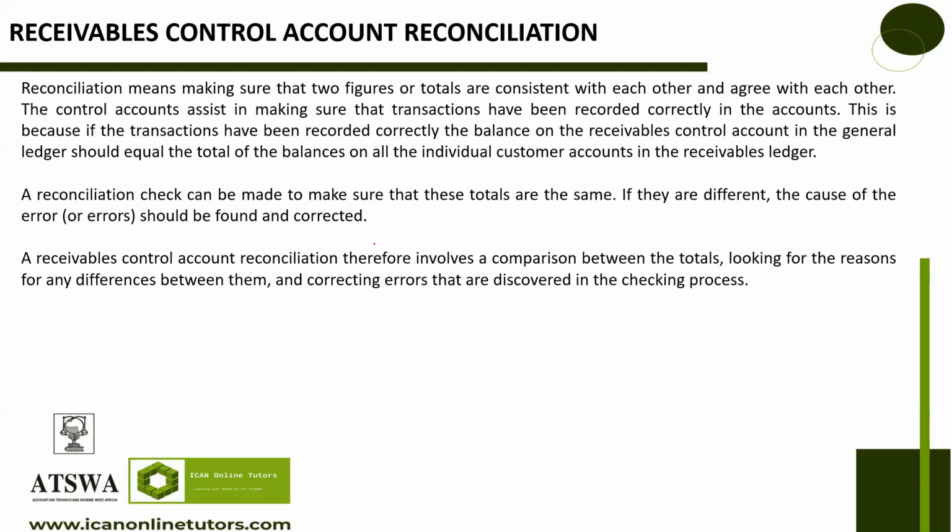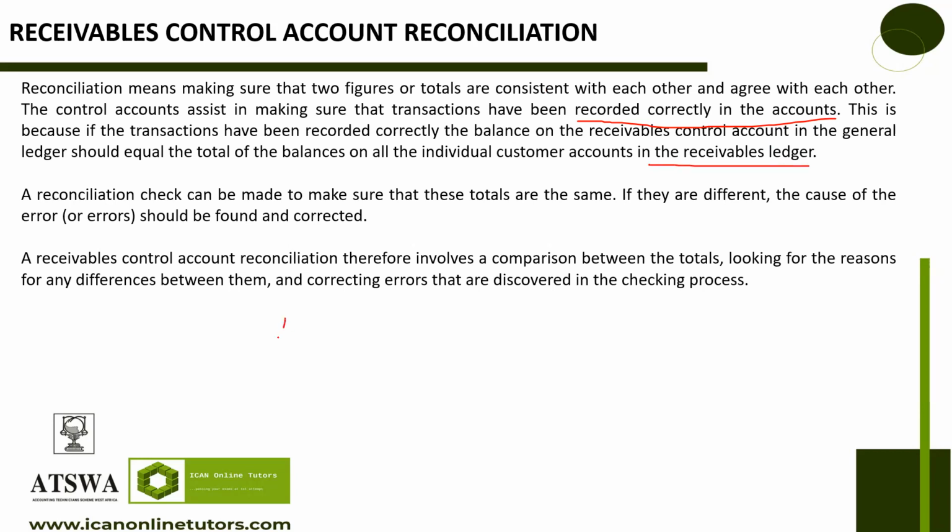Okay, thank you. The receivable control account reconciliation means making sure that two figures or totals are consistent with each other and they agree with each other. The control accounts assist in making sure that transactions have been recorded correctly in the account. This is because if the transactions have been recorded correctly, the balance on the receivable control account in the general ledger should be equal to the total balances of all the individual customers in the receivable ledger.